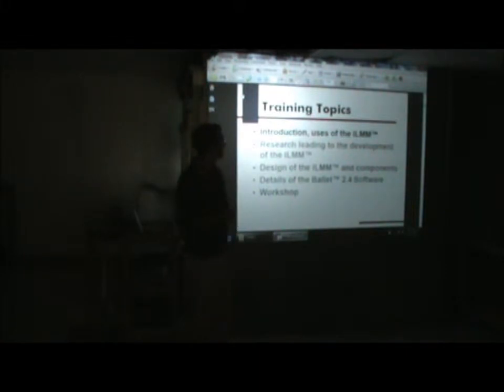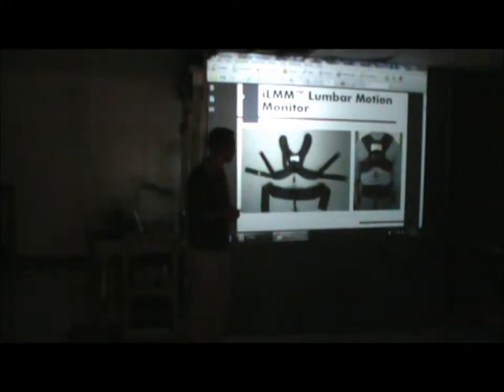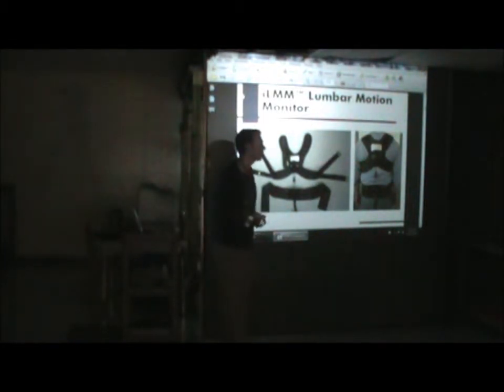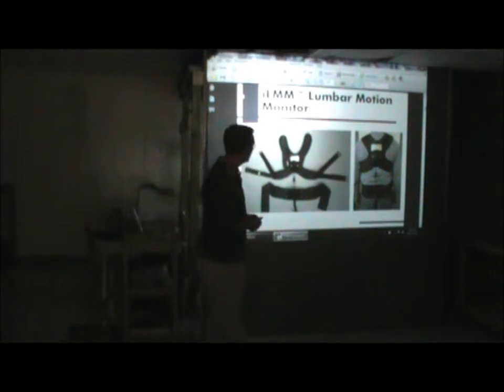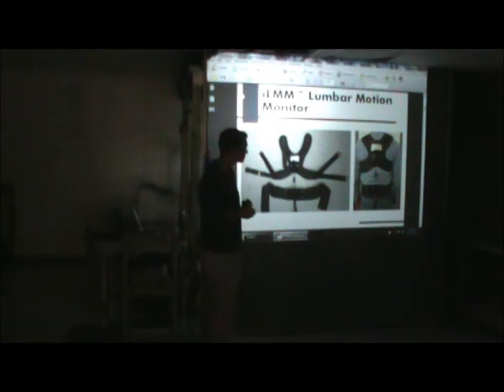So we'll start with the introduction, the uses of the industrial lumbar motion monitor. I'm sure everybody's read all of Bill Marras's research articles, right? That part of your curriculum? No? Yeah, well, he's more on the physical. I think several of you guys are on the cognitive side. But when it comes to low back risk assessment and low back injuries and ergonomics, he's pretty much the man. So he was actually one of the gentlemen that patented this device.